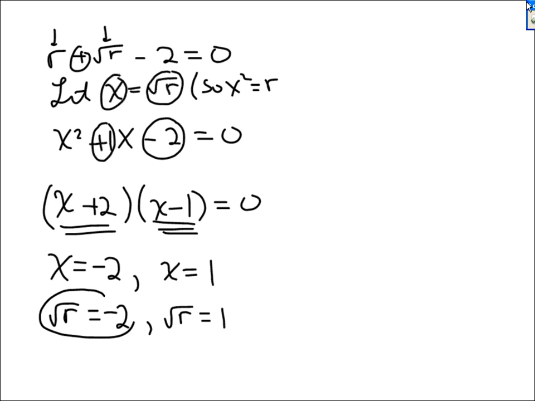Well, this has no solution. The square root of no number is ever negative, whether it's negative 2 or negative 52. There's no answer. The square root of some number is 1. That means that number is 1. So here we had one answer.